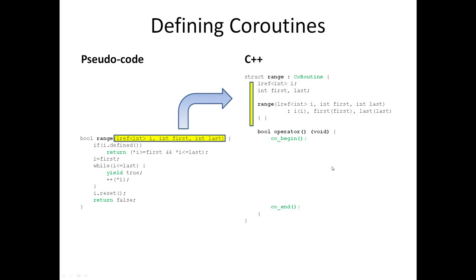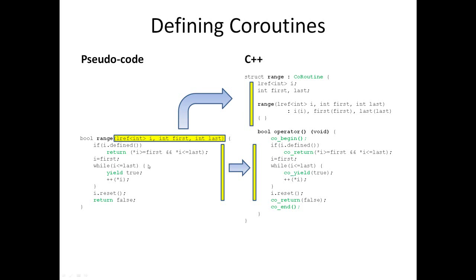The parameters to the coroutine are turned into parameters to the constructor and stored away as data members. This allows these values to persist across function calls. Next, and the final step, is to simply translate this coroutine's body directly into C++ simply by replacing the return statement with co-return macro and the yield statement with co-yield. And that's basically all there is to defining coroutines in C++.